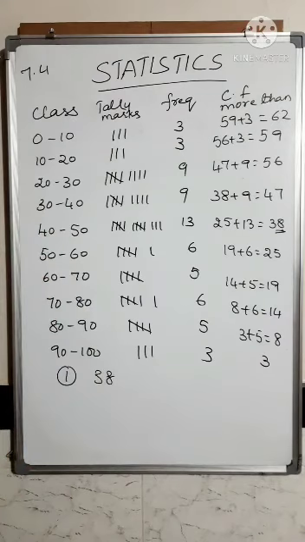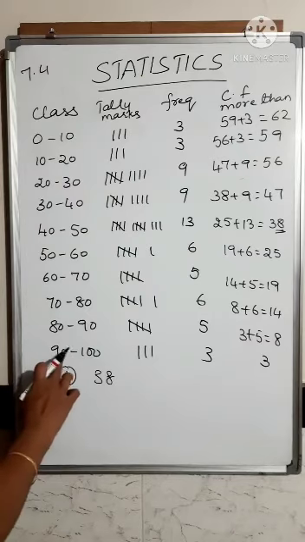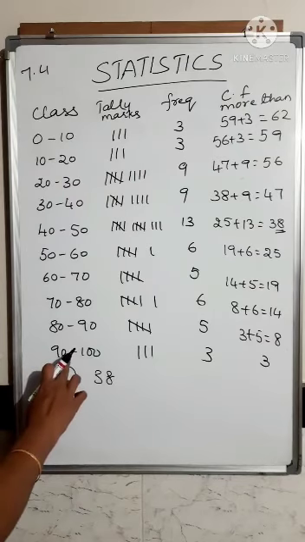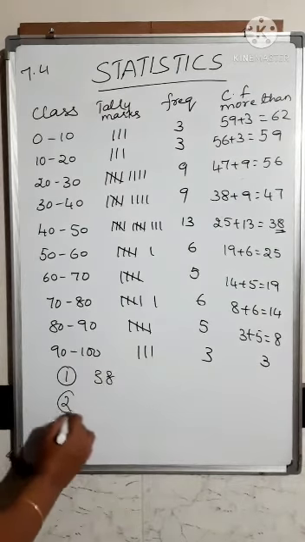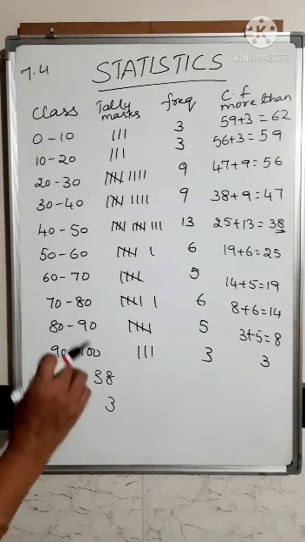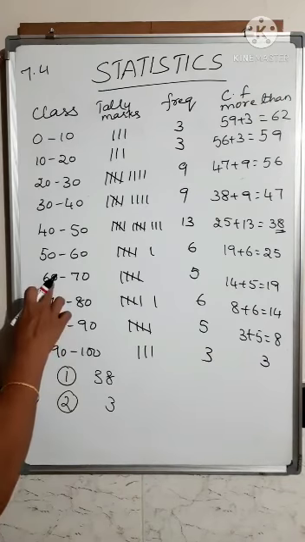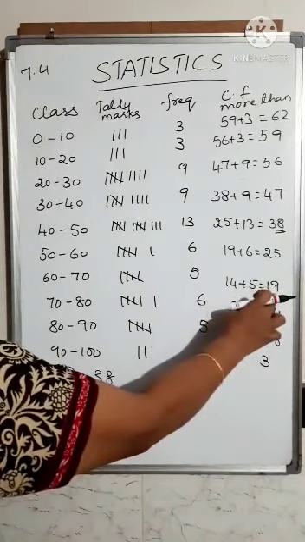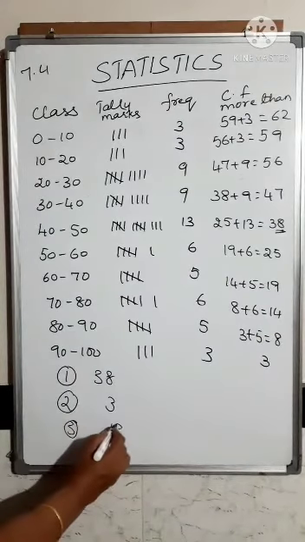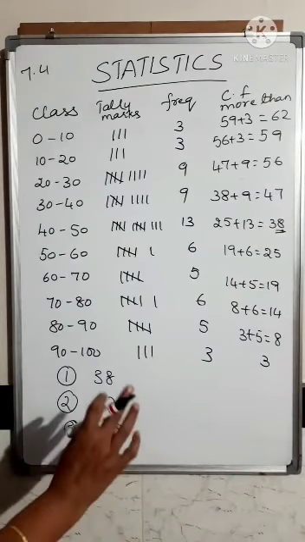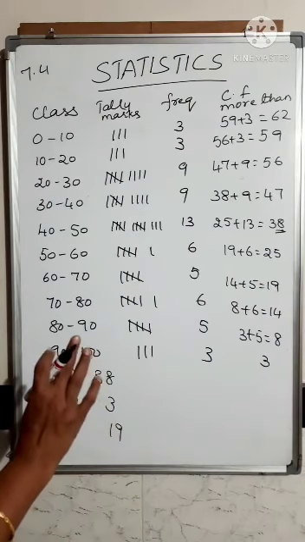Now second question is, how many students obtained marks 90 or above 90? So 90 or above 90 will come under this table. So the number of students who have scored more than 90 will be 3. For the second question the answer will be 3. Now next, what is the next question? How many students obtain marks 60 or above 60? 60 or above 60, you have to look at the table here. So what is the number you got here? Cumulative frequency 19. So for the third question, the answer will be 19. 19 students have scored 60 or more than 60 marks.